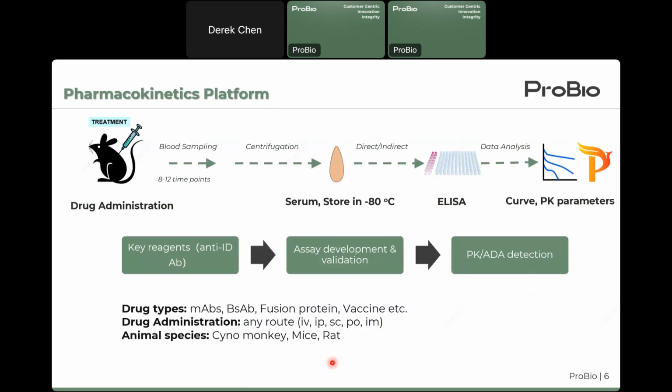Given the complexity of preclinical animal-based studies, in this talk, we will only focus on the PK part, the rest of the presentation. Prior to the animal dosing and sampling process, generation of critical reagents such as anti-idiotype antibodies and the PK assay development needs to be conducted and well validated. We will cover this part in the second and the third section.